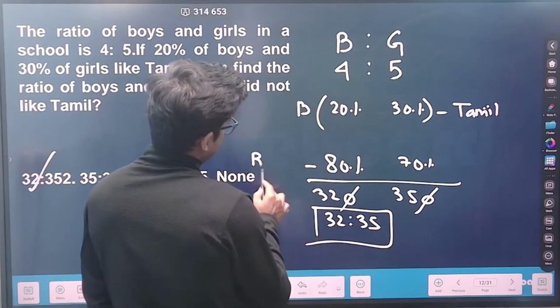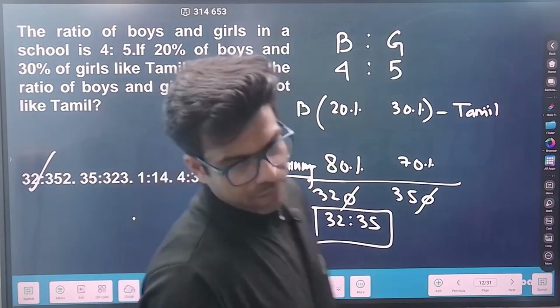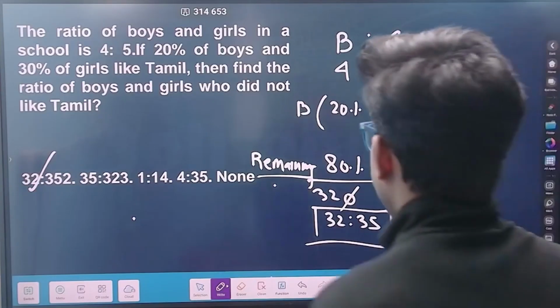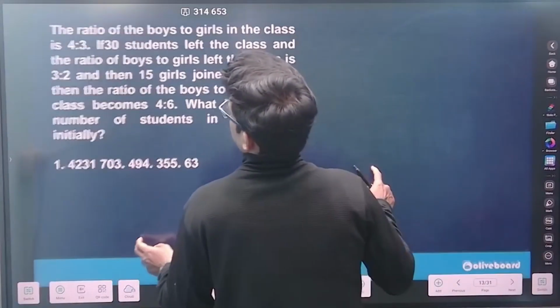This is the remaining. Clear? Say, is this clear? Easy one, I would say. Do like the session, everyone. Try solving it.